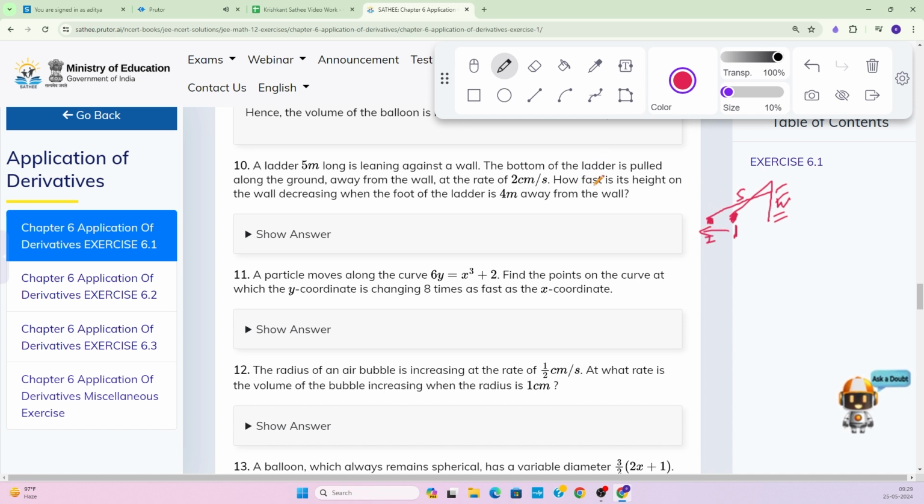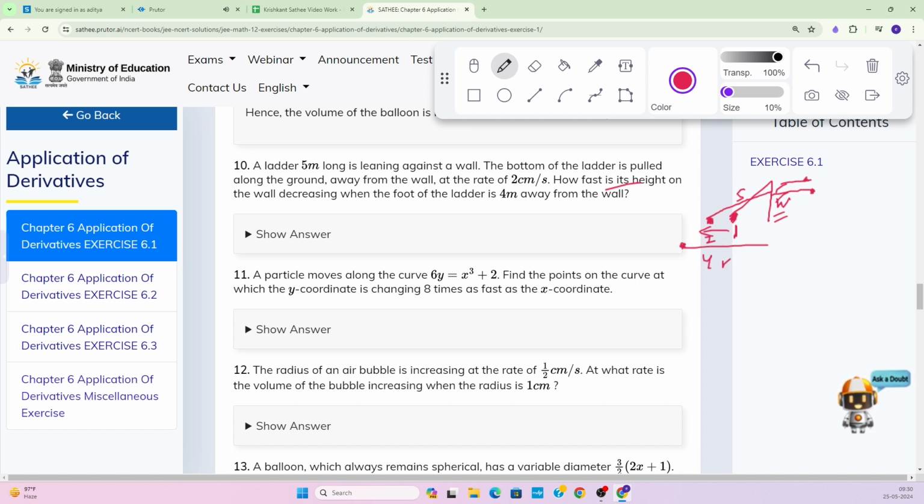Now you have to find how fast the height on the wall decreases when the foot of the ladder is 4 meter away from the wall. So you have to find the rate of decrease of height. As you can see, first the height of the ladder was here, at second it was here, and then you have to find it when you are 4 meters away.